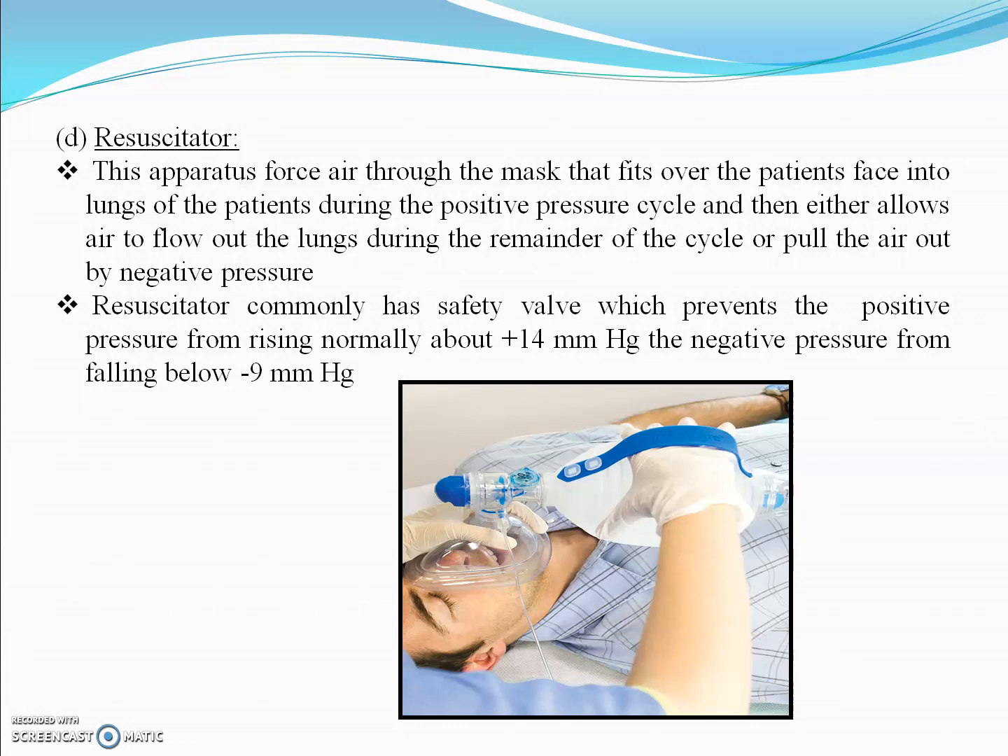Next is the resuscitator. This is an apparatus that forces air through a mask that fits over the patient's face into the lungs of the patient during the positive pressure cycle, and then either allows air to flow out of the lungs during the remainder of the cycle or pulls the air out by a negative pressure. Resuscitators commonly have a safety valve which prevents the positive pressure from rising normally above plus 14 mm Hg and the negative pressure from falling below minus 9 mm Hg.